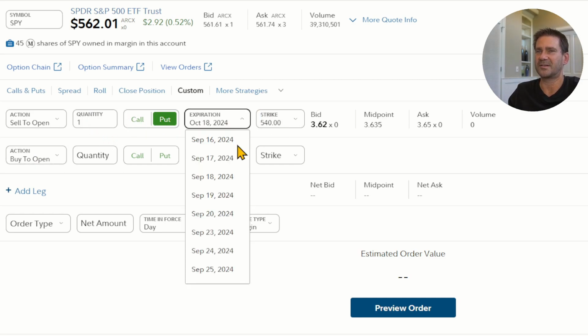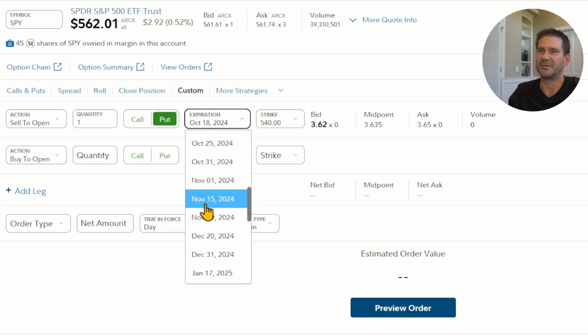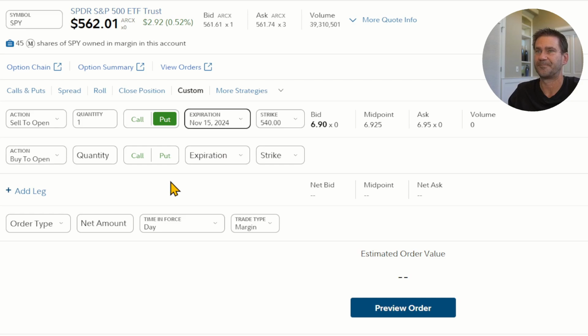And I don't really like October 18th. Again, we have that election coming up. So let's use an example of November 15th. That's after the election. Maybe we still like that 540 strike price. Good place to start. And then we want to define our trade here.